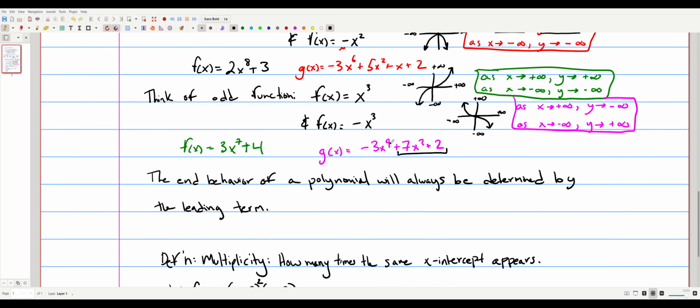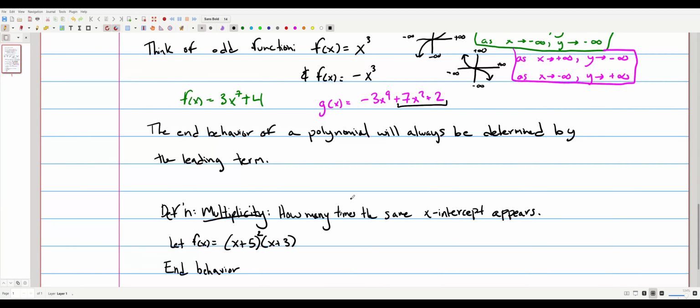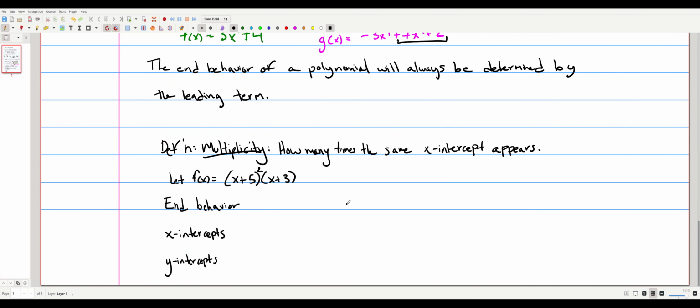Okay, and so here's another definition. We have multiplicity. Multiplicity basically talks about how many times the same x-intercept appears. This will be important because it'll help us sketch our polynomials. So as an example, assume we have f of x equals (x + 5) squared times (x + 3).